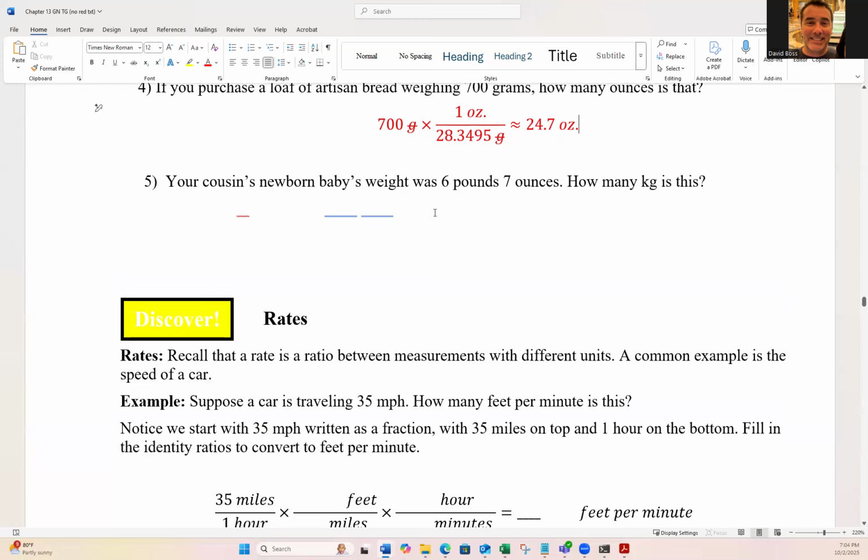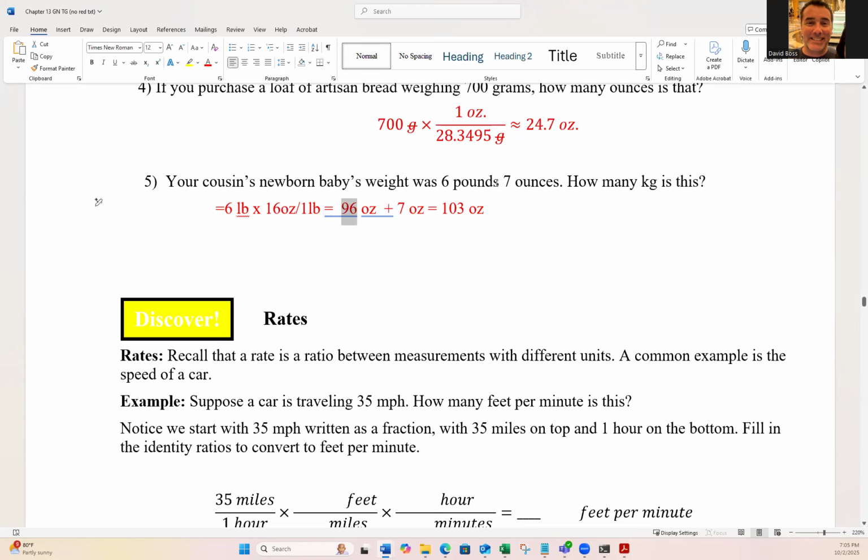Okay, your cousin's newborn baby, 6 pounds, 7 ounces. How many kilograms is this? So first thing you need to do is do pounds to ounces. So let's do 6 pounds times 16 ounces divided by 1 pound. Pounds cancel out. We have 96 ounces. 96 ounces is just for the 6 pounds.